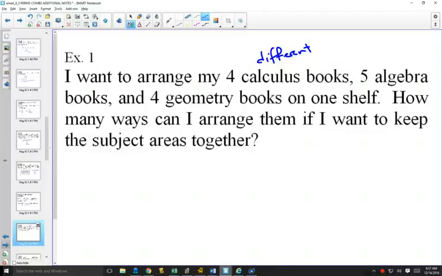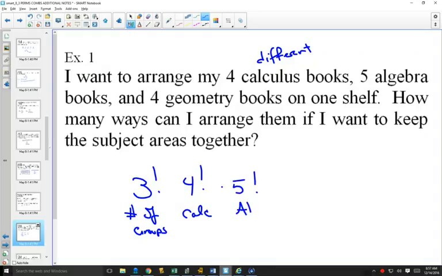So my first decision is how am I going to arrange those groups? When we're showing our work, we write 3 factorial, and underneath it we just do a quick description to describe that's my number of groups. Then once I've arranged my groups, how many ways can I arrange each of those groups individually? Again, just a brief description underneath saying what I was organizing. 4 geometry books.